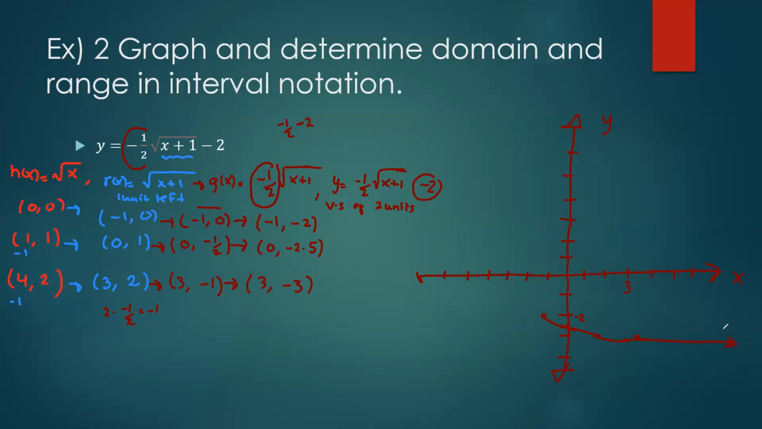So, based on this graph, could you name the domain and range? So the domain, the smallest x value looks like it's at -1, right? So it's going to be bracket -1 and then to infinity parentheses, correct? And what do you think the range is going to be?